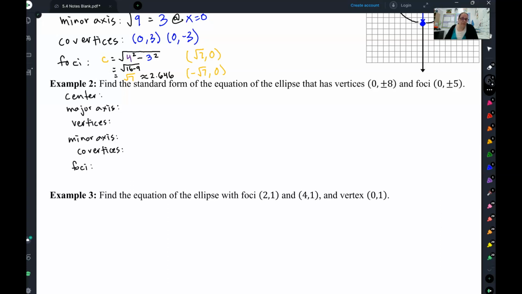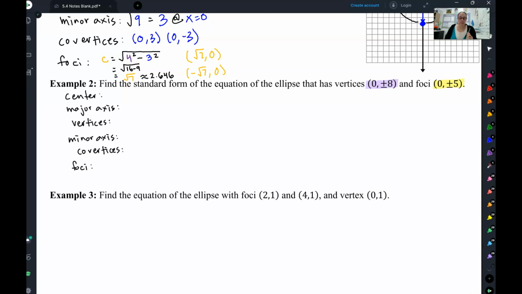Let's start to apply everything that we've learned. In example 2, it says we are starting with an ellipse that has these vertices and these foci. Now, the first thing that I want to highlight is these are vertices, which means they've got to be on the major axis, because if they were on the minor axis, they would be called covertices. So I have my vertices and I have my foci listed right there.